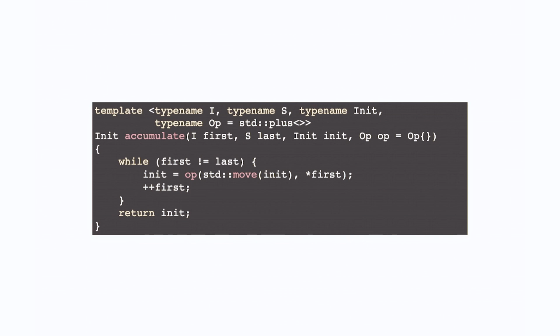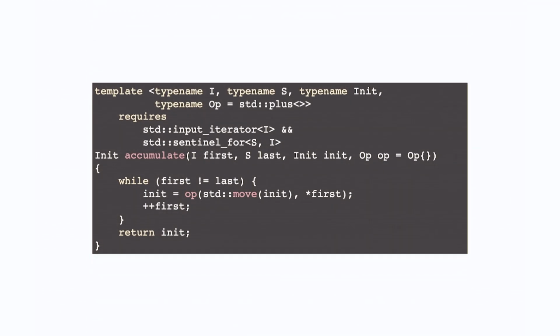So the next thing we want to do is to gently introduce the use of concepts. Correctly constraining your algorithms is in general a really hard problem. It took literally years to come up with the constraints for all the algorithms in the standard library, right? It's a really hard problem.